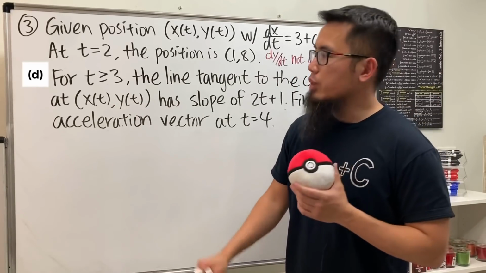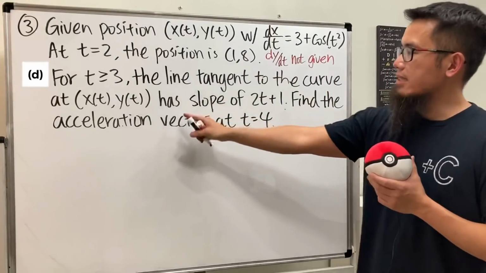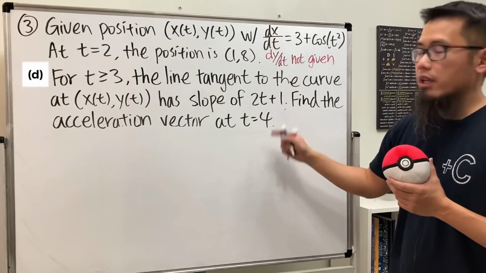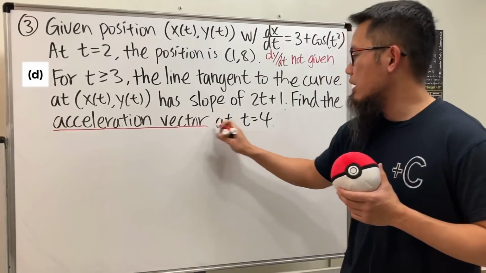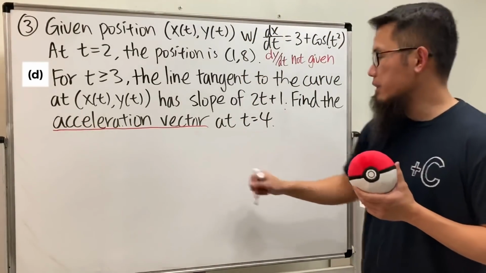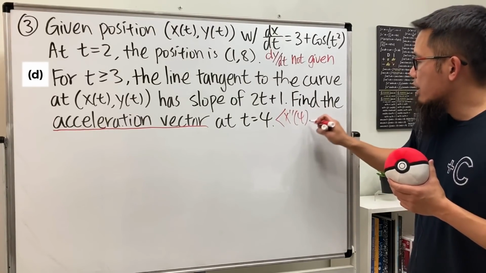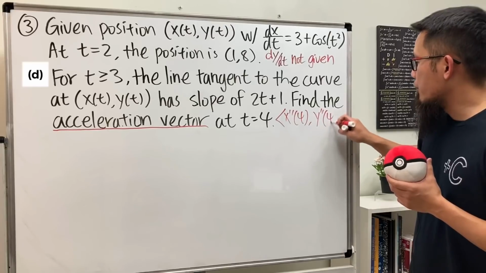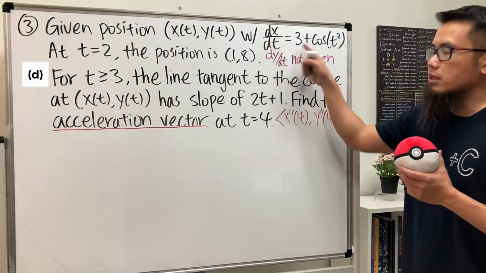Okay, for part C, we know that when t is greater than or equal to 3, the line tangent to the curve has the slope of 2t plus 1. And we are going to find the acceleration vector at t is equal to 4. And what that means is that, well, in notation, it's just x double prime at 4 and also y double prime at 4.